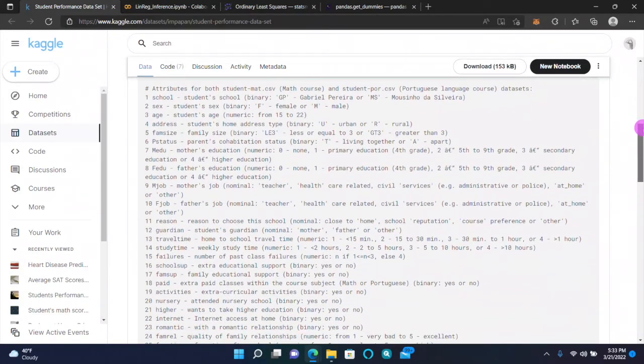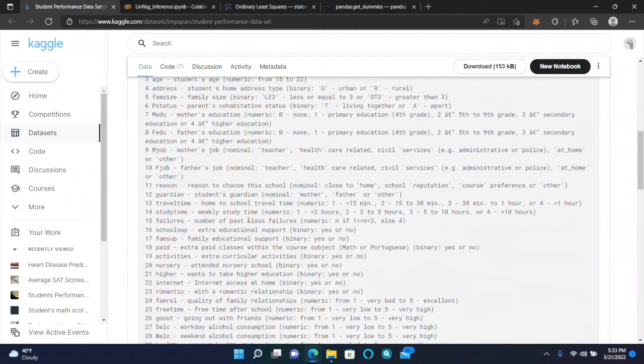And the information that they give us, they've got 2 different schools, either the Gabriel Pereira School or Mousinho da Silveira. I don't know, not Portuguese. Biological sex, in this case, they're saying is either male or female. You've got age, student's address, it means they're either urban or rural. Their family size, they cut it off, it's either less than or equal to 3 or greater than 3. So if you think about it, this is kind of saying whether or not they have siblings. All right, parental status, whether they live together or not, mother's education level, father's education level, mother's job, father's job.